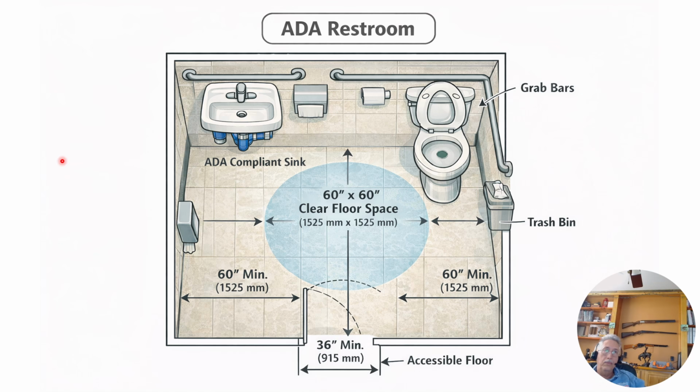I made these two, so you're welcome to use them if you want. So this is a good one. You got your 60-inch turning radius here. That's 5 feet, right? You got a 36-inch wide door. Here they got 60 inches minimum to the left and the right of the door. That's to make this space that big, right? And you got your handicap ADA compliant sink with the insulation underneath. You got your grab bars around the toilet. So we're looking pretty good here. Good looking ADA restroom.